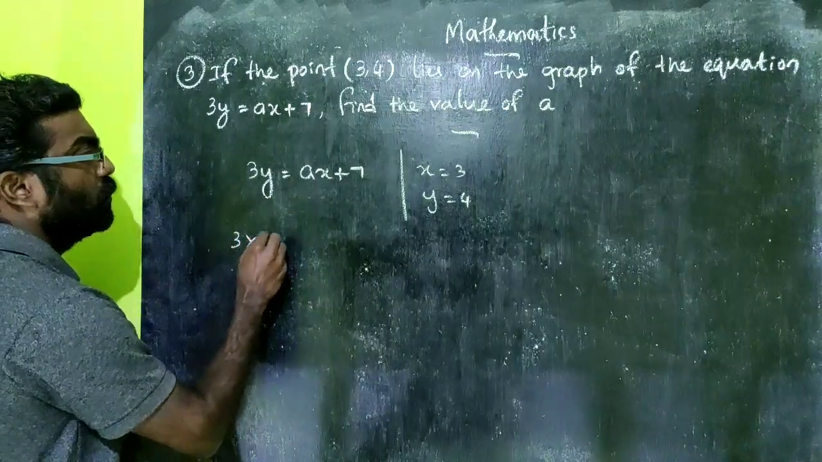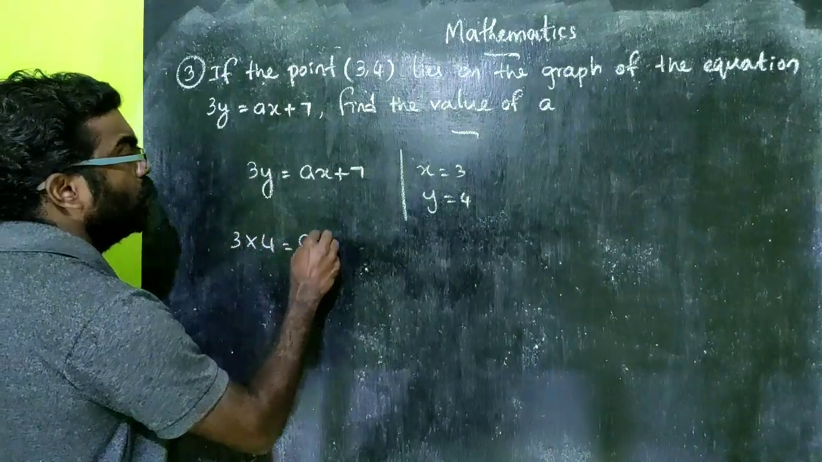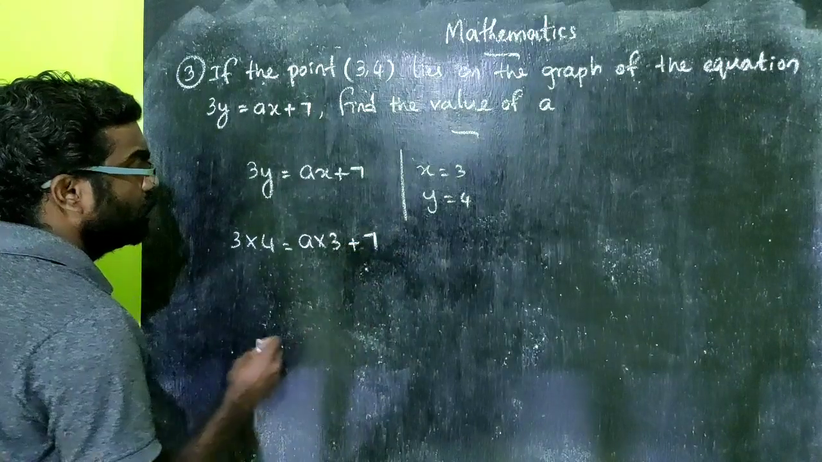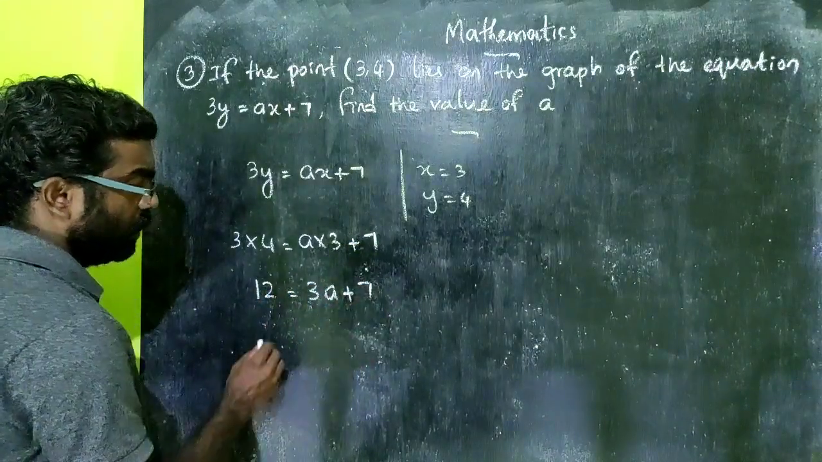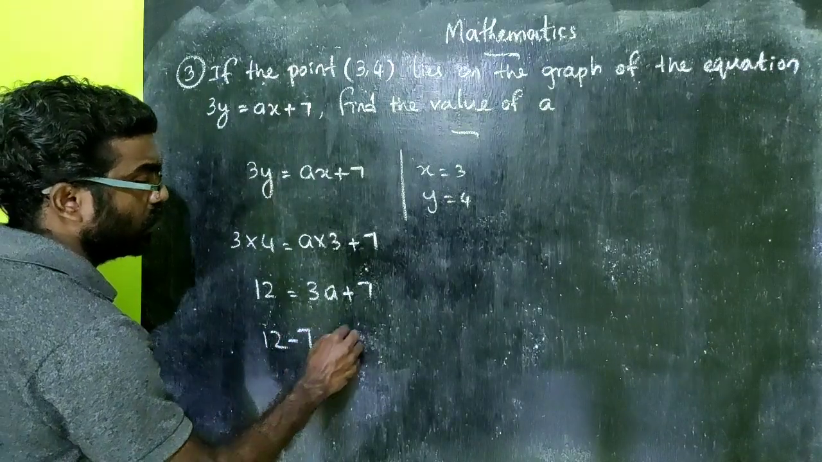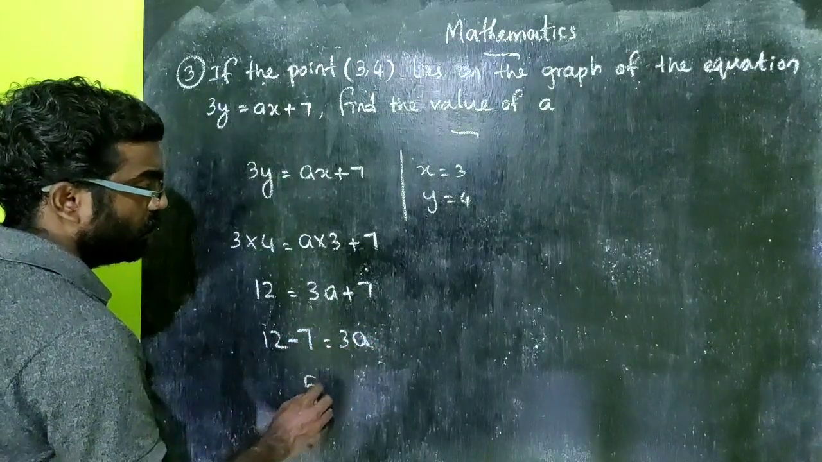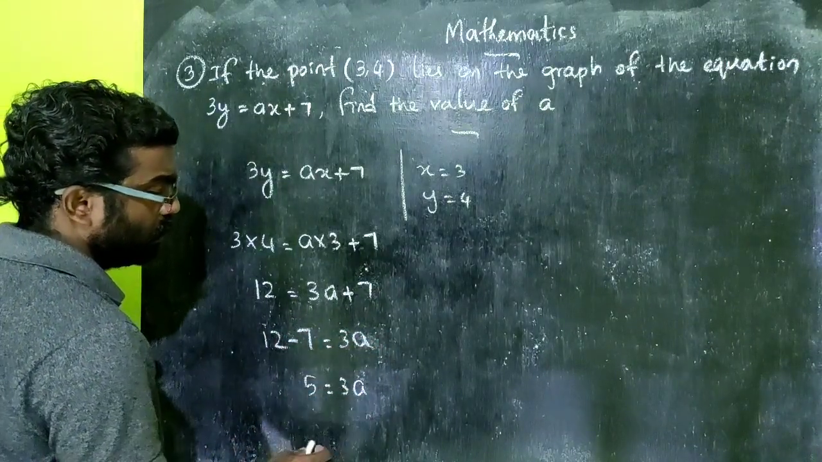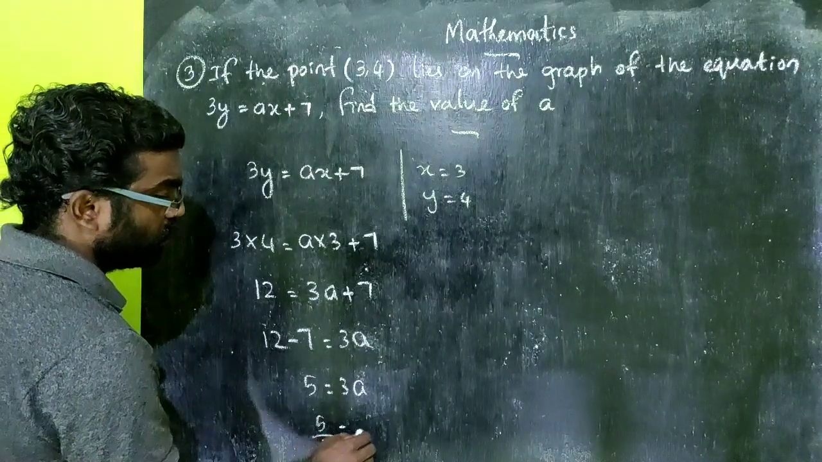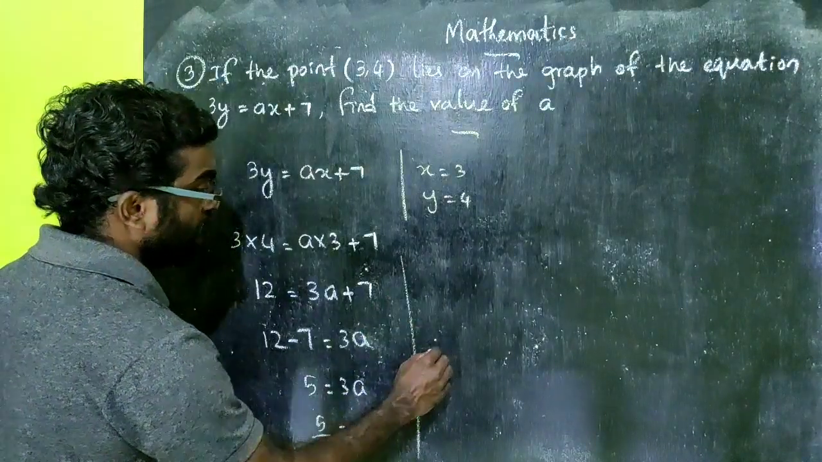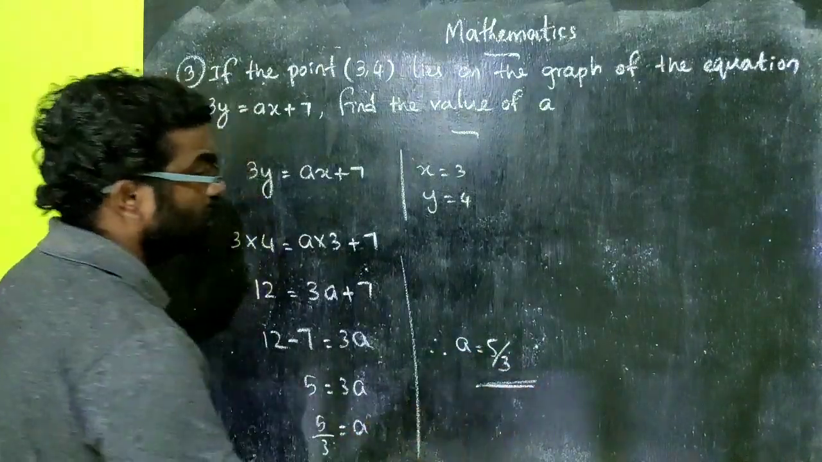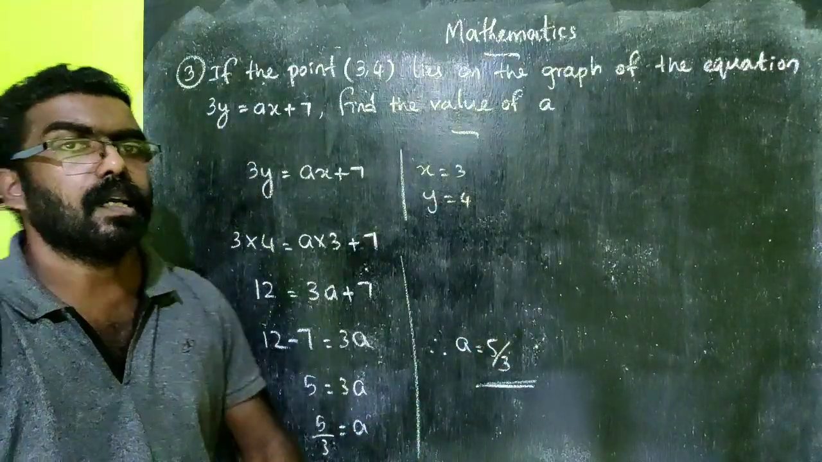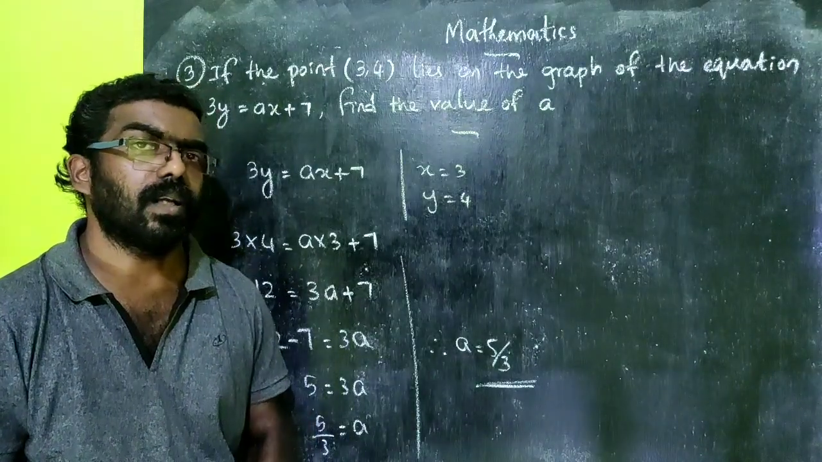So 3 into 4 equal to a into 3 plus 7. 12 equal to 3a plus 7, or 12 minus 7 is equal to 3a. 5 is equal to 3a, or 5 by 3 is equal to a. From this we can write a is equal to what? 5 by 3. So the value of a is 5 by 3. Clear?